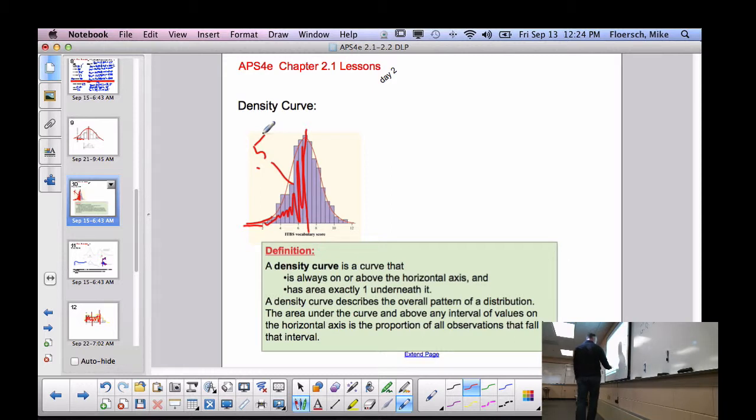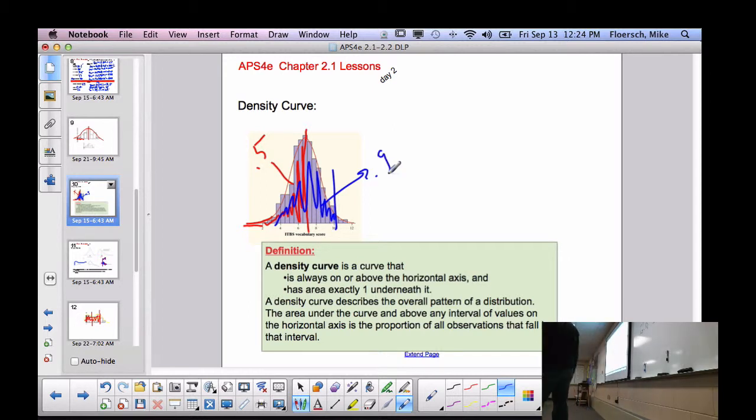What if I'm way out here, and I want the area here? I don't know, maybe that's 0.9. 90% of the data, or 0.9 out of 1, just moving the decimal over twice, right? So the area under the curve also represents the percents. But that is 1 or less. In other words, 100% or less.